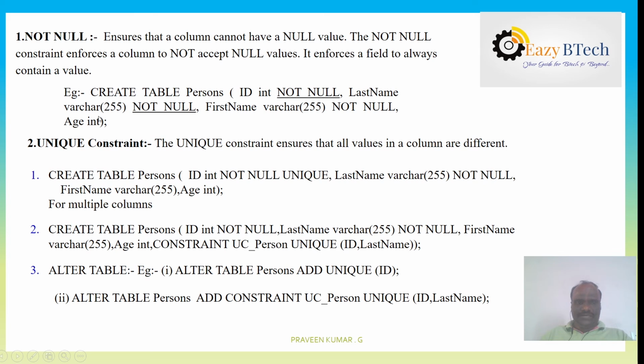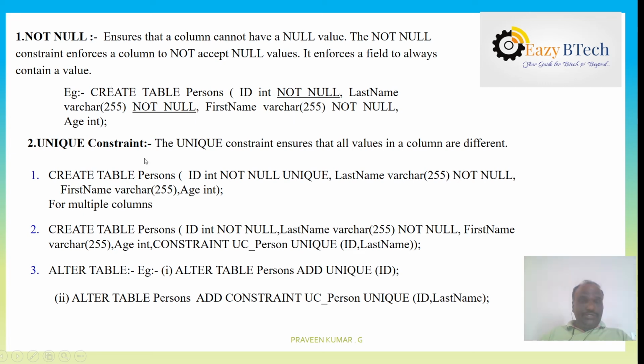That means we have not given any key constraint on age. That's why, if you do not initialize the age value, there is no problem, but you must initialize a specific value for id, last name and first name. This is about not null.